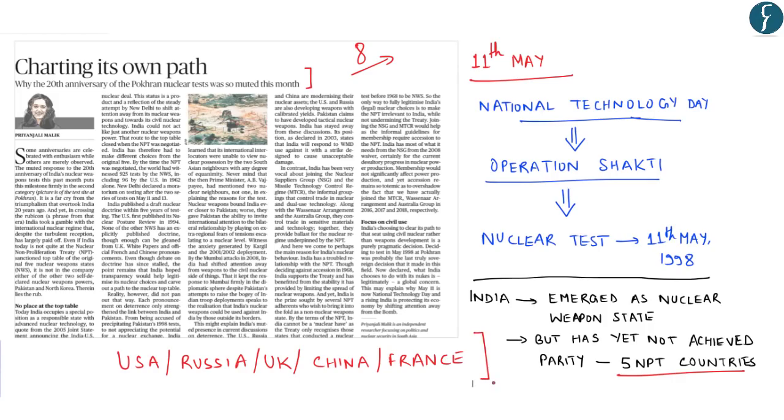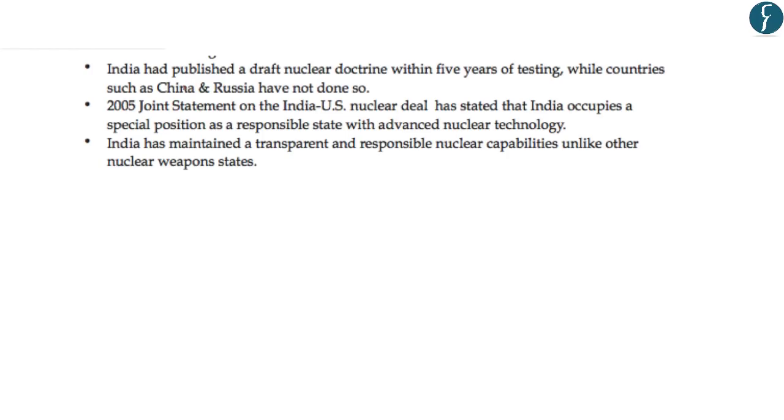Despite the fact that India has not yet achieved parity, the author still highlights certain positive reasons for India to become a part of the international nuclear regime. The author says that India published a draft nuclear doctrine within 5 years of testing, whereas countries such as China and Russia still do not have any such doctrine. It further says the 2005 joint statement on the India US nuclear deal has stated that India occupies a special position as a responsible state with advanced nuclear technology.